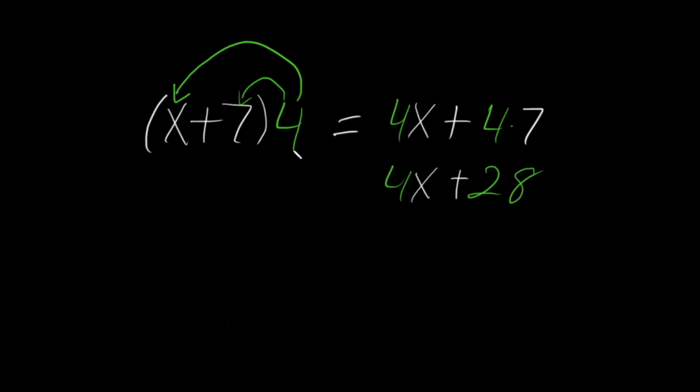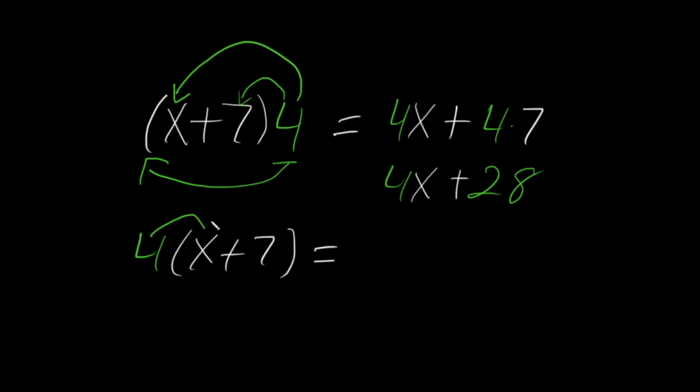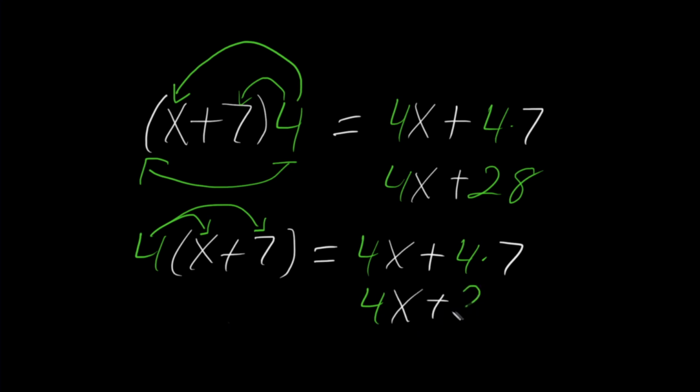When you have a problem like this, what I suggest doing is taking the number that we're distributing and actually moving it in front. I would rewrite it as 4 times parentheses x plus 7. And we can see by distributing, the 4 multiplies by the x first, and then by the plus 7. That gives us 4x plus 4 times 7, which equals 4x plus 28. Same result, but I think it's easier to distribute from left to right like this.